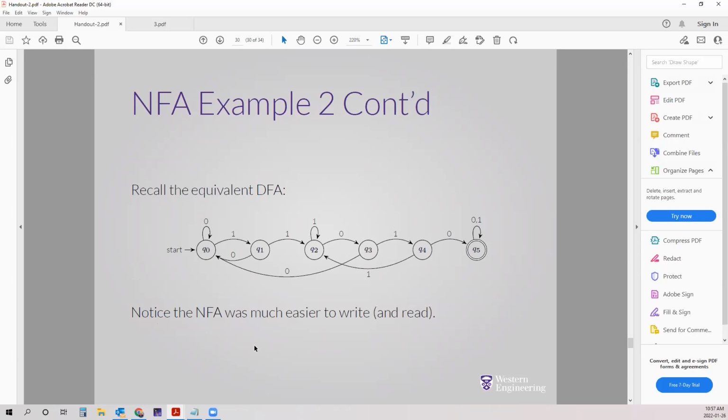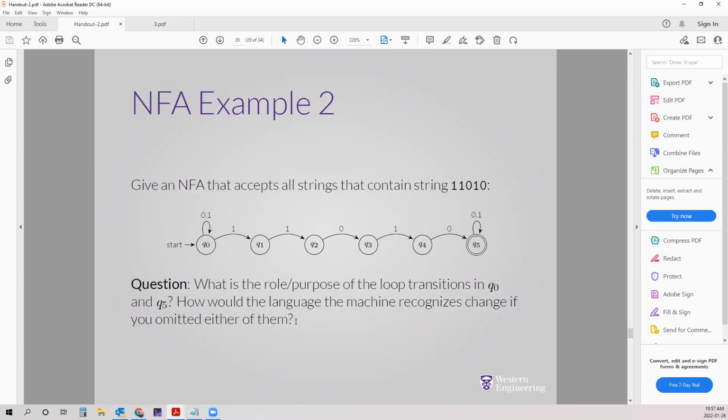NFA example 2, continued. Recall the equivalent DFA. If we use a deterministic finite automaton, we will have loops for zeros. If we receive a 1, we'll go to Q1, and so on along the string, otherwise we will have some back arrows to send me back to reread the symbol. So notice the NFA was much easier to write and read. Normally NFAs are easier to construct and to read.